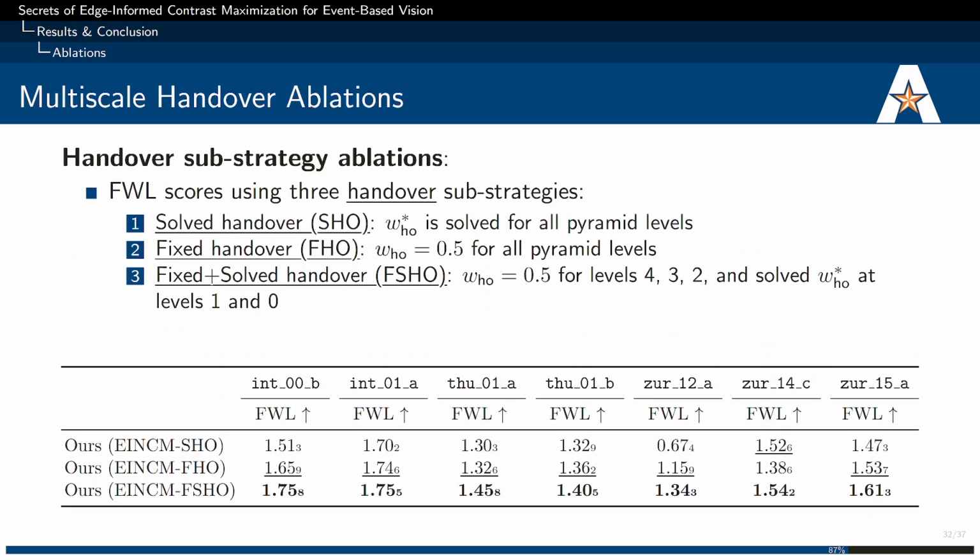We have additionally performed an ablation study on our multiscale and handover scheme. We evaluated 3 handover strategies. In the first strategy, we solved the handover weights for all pyramid levels. In the second, we fixed the handover weights for all pyramid levels. And in the third, we used a hybrid combination of solved and fixed weights. As shown in the table below, the hybrid strategy performed the best.